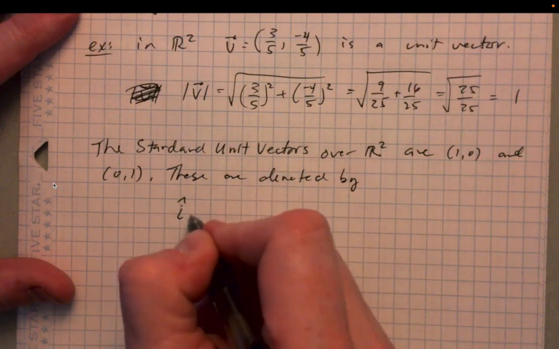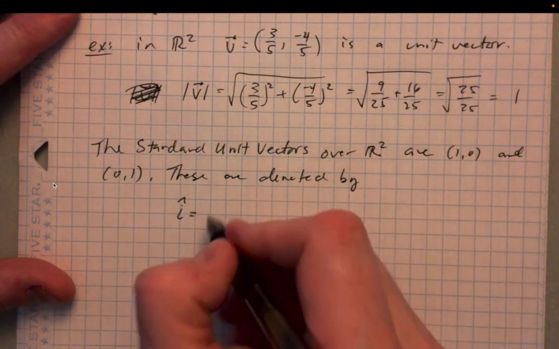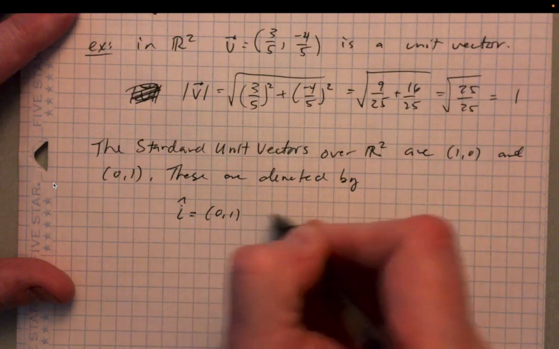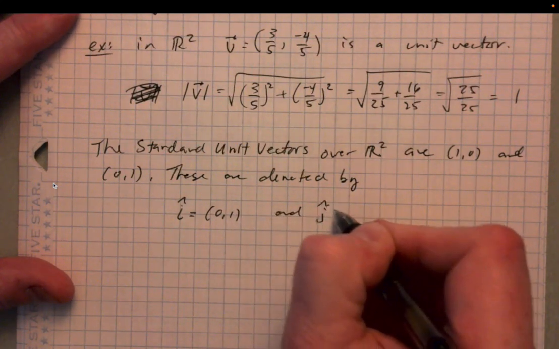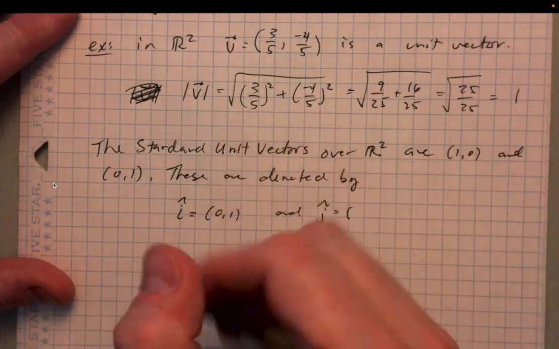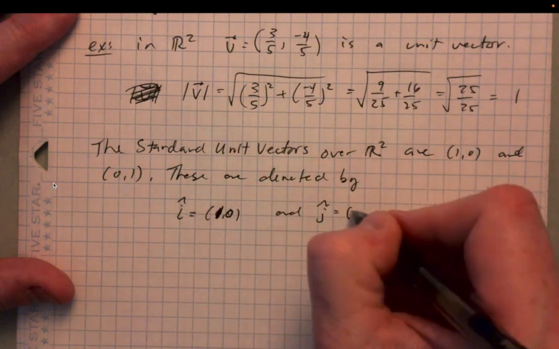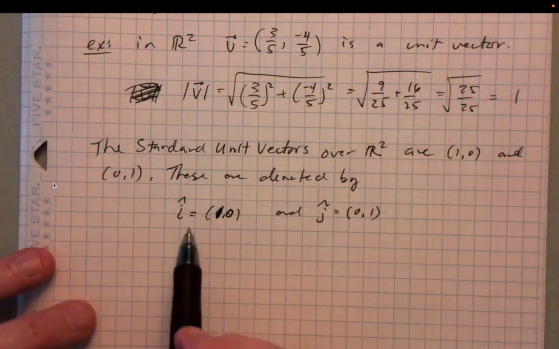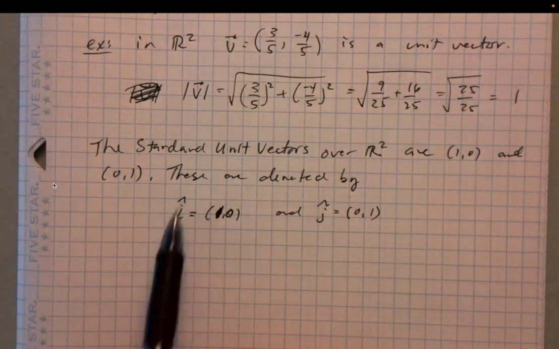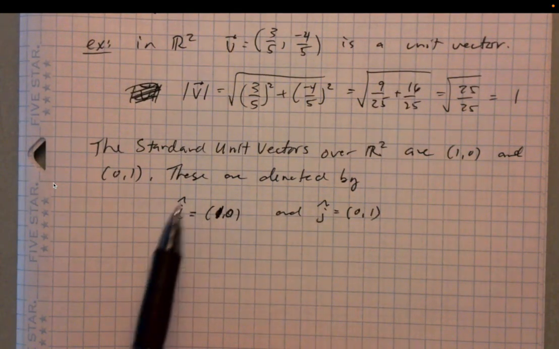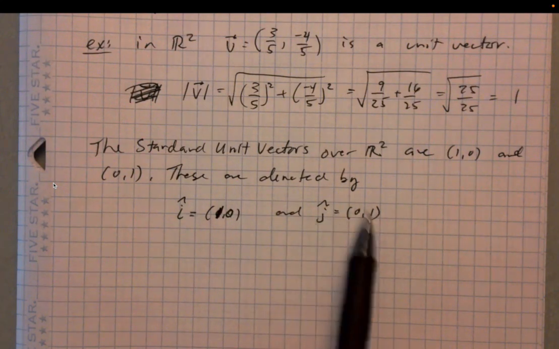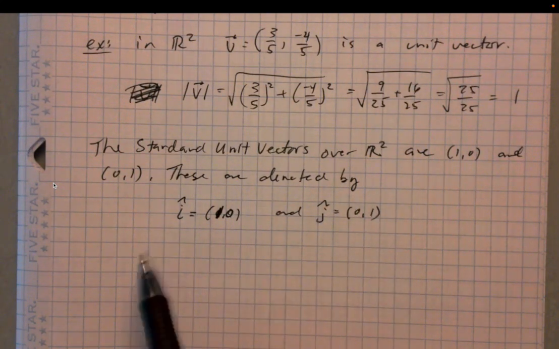And so frequently they'll be written like this: I hat equals 1, 0, and J hat is equal to 0, 1. Right, so this is the unit vector that is associated with the x-axis, x direction. This is the unit vector that's associated with the y direction. And so the I and J just kind of have developed for whatever reason.